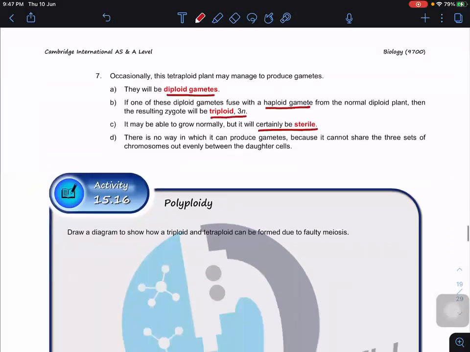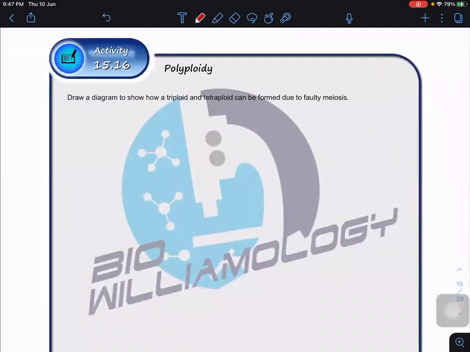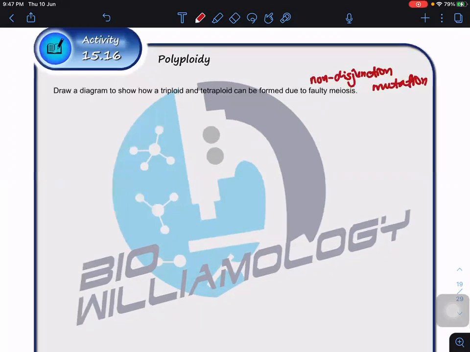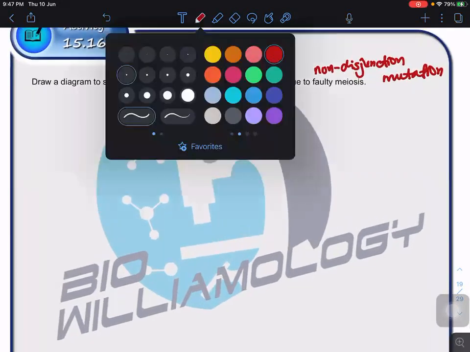Now, draw a diagram to show how a triploid and tetraploid can be formed due to faulty meiosis, or in this case, we call it non-disjunction mutation. I've done this now, right? The drawing parts here. If you want to draw, basically you can draw it like this. You can check back my diagrams.